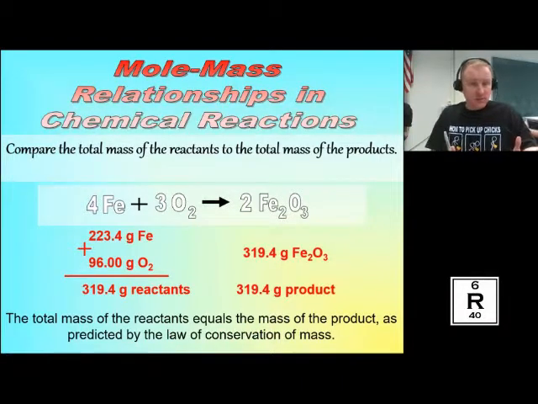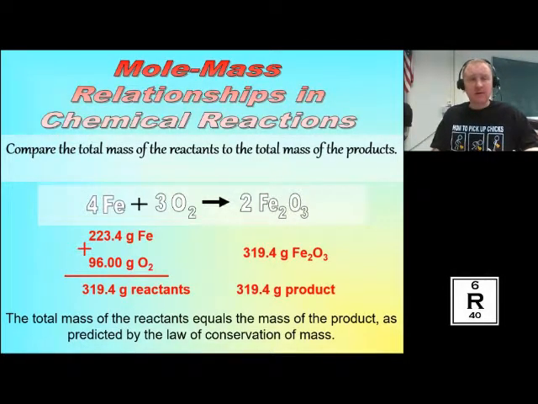So what we just did here was a series of steps, and we proved the law of conservation of mass in formulas here. So by mass, this side here versus this side here, the mass will be equal to each other. So the total mass of reactants equals the mass of the product as predicted by the law of conservation of mass. So this is just great review practice. It makes you balance and think about a whole lot of things in doing this.